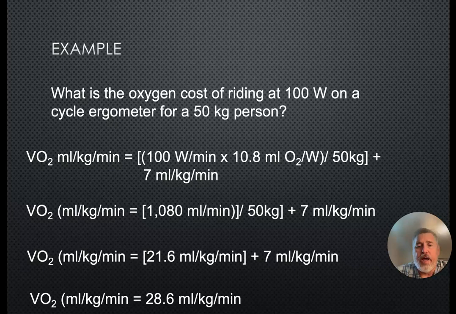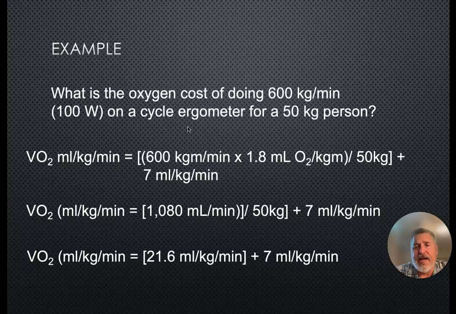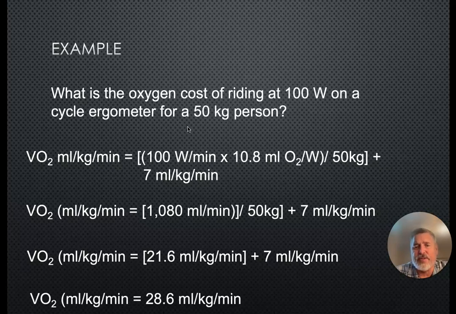So I can also do the same problem using watts. If I'm given watts, what is the oxygen cost of riding at 100 watts on a cycle ergometer? 100 watts is the same as 600 kilogram meters. The difference is in the distance of the wheel, which is 6 meters. So it's just a different measure. But 100 watts is equivalent to 600 kilogram meters per minute.